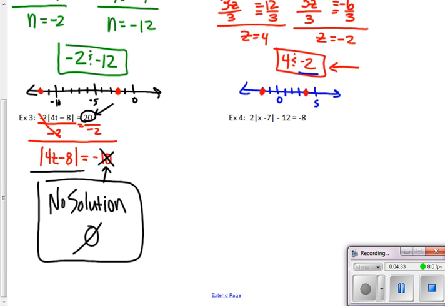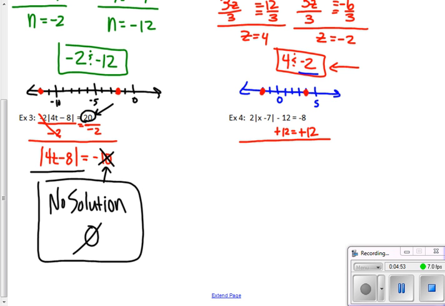Example 4, notice here we need to get rid of the 2 that is multiplying and the minus 12. Well, you follow your same steps as you would solving equations. When you solve equations, you get rid of that addition and subtraction first. So I need to get rid of the positive 12. So I'm going to add 12 to both sides.